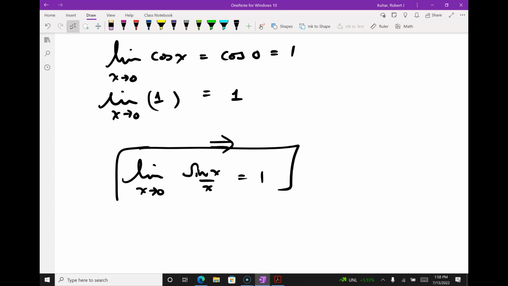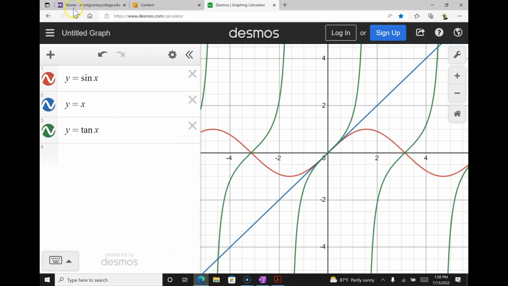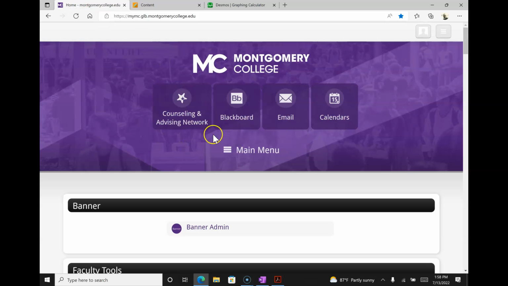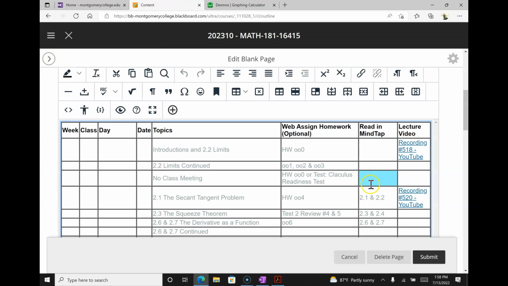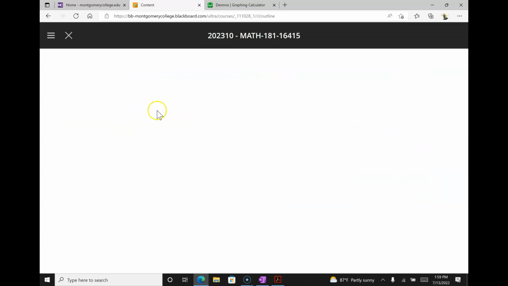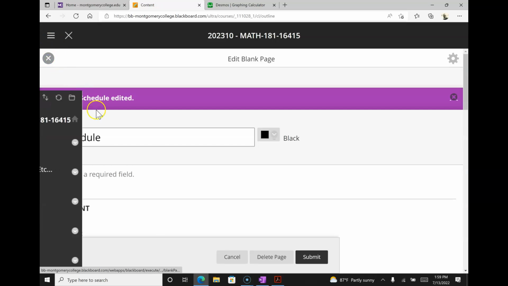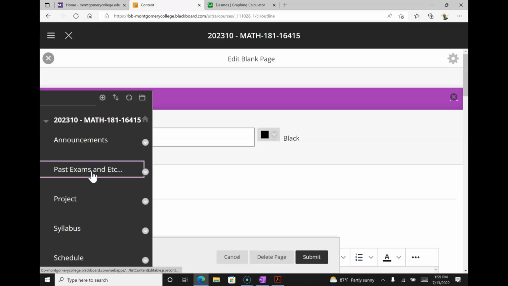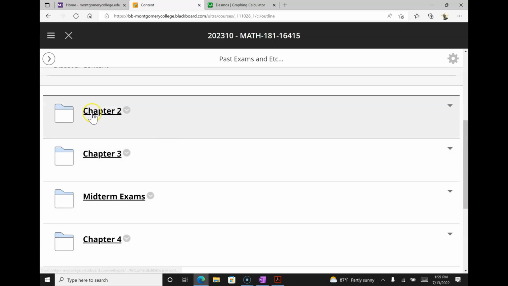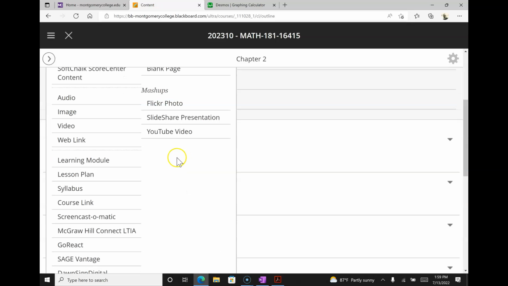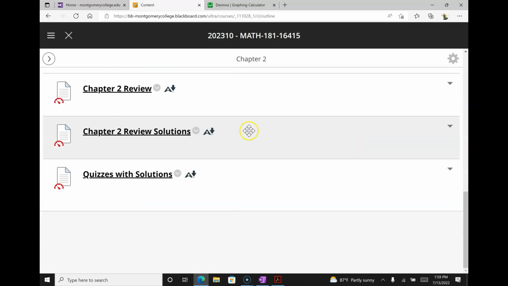So here we go. Before I do some problems, I've got problems for you. They're not in the book. They're in our chapter 2 review, with past exams and so on. Where is it? Oh, there it is. Chapter 2 review.